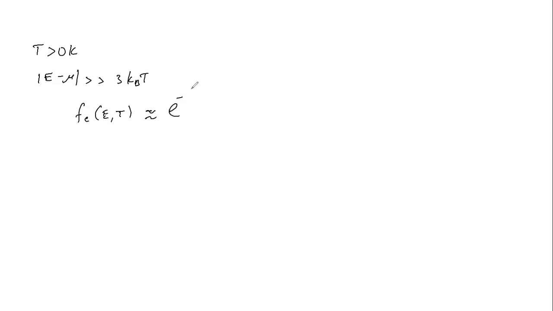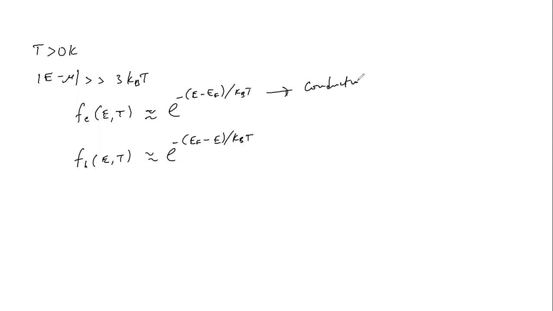approximately exp of minus E minus the Fermi energy divided by the thermal energy, and the probability distribution of holes. This is for conduction band electrons. This is for valence band holes. And semiconductors under these conditions are regarded as being non-degenerate. Okay? But it is necessary to use the more exact Fermi distribution when the semiconductor is under the degenerate condition.